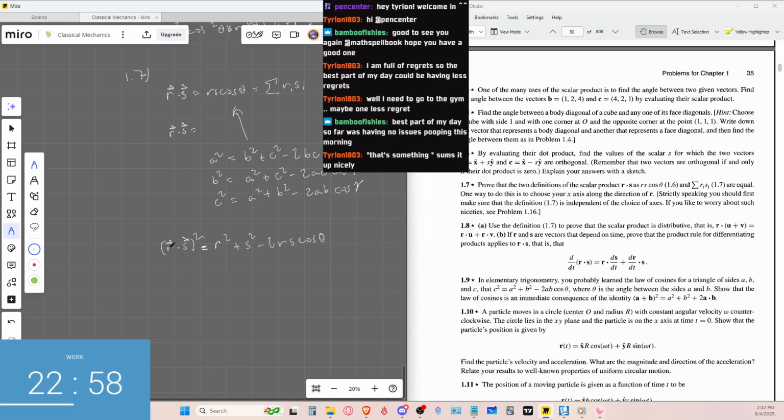Because I don't want to use the definition of what the dot product is, like what I know of it. Because the thing of it is that we have to make the dot product equal to RS cosine theta. So I feel like I can see something, but I just don't know what it is.